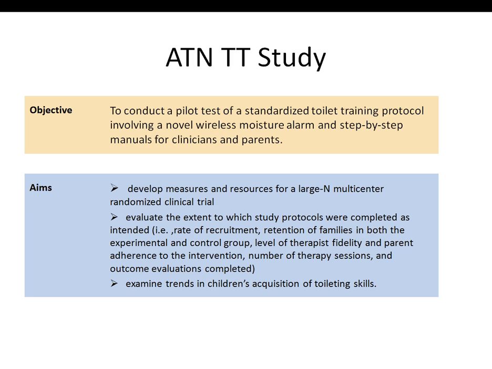And then finally, because we're looking at a fairly large number, well, as you'll see, we have 32 families enrolled, we should be able to look at trends in children's acquisition of toileting skills across two groups. That is the experimental group, the group that has the moisture pager intervention, and then a control group, as you see, a group that receives intervention using the ATN toolkit for toilet training.